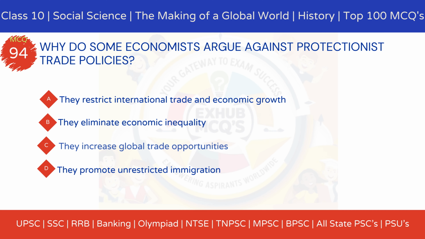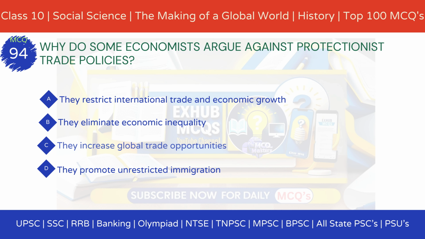94. Why do some economists argue against protectionist trade policies? Option A. They restrict international trade and economic growth. Option B. They eliminate economic inequality. Option C. They increase global trade opportunities. Option D. They promote unrestricted immigration.